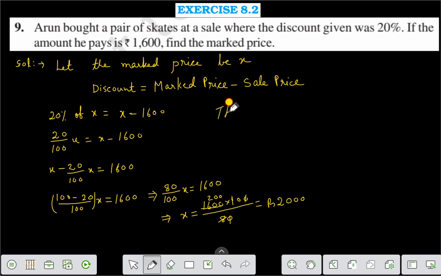Therefore, the marked price is rupees 2000, and that is the answer.